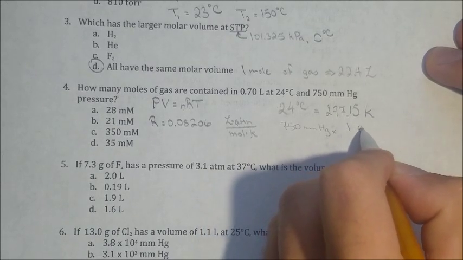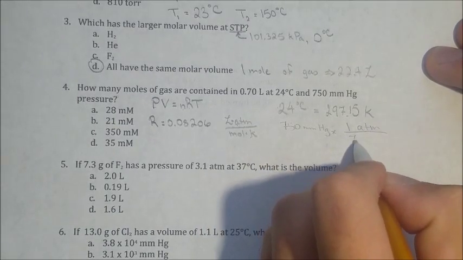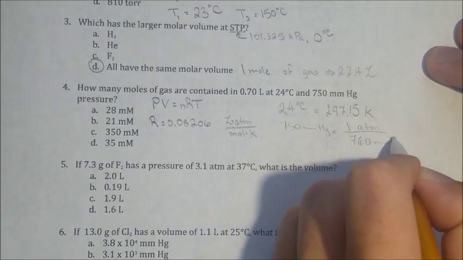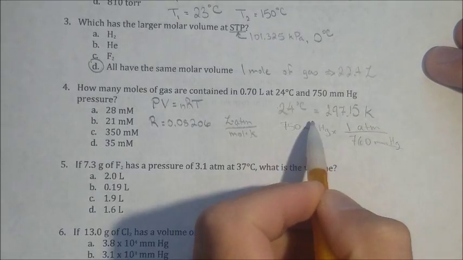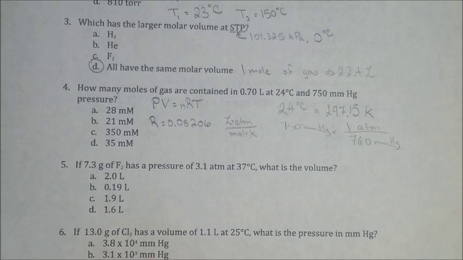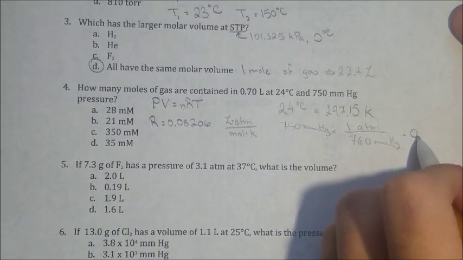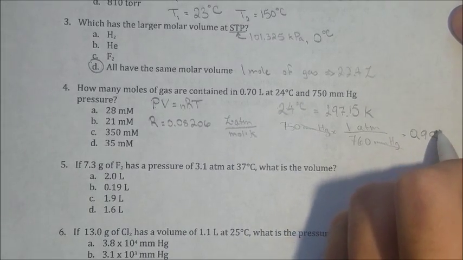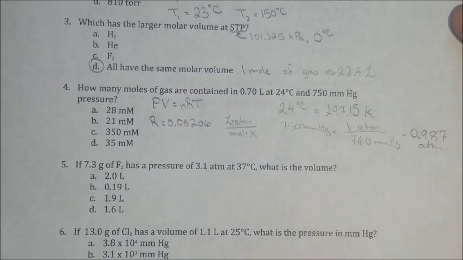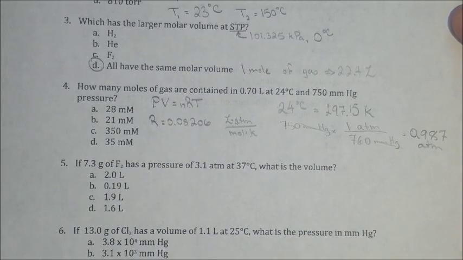converted into atmospheres goes like this. 1 atmosphere is 760 millimeters of mercury. Millimeters of mercury cancel, and so the pressure that we end up with is just 750 divided by 760, equals 0.987 atmospheres. Okay.